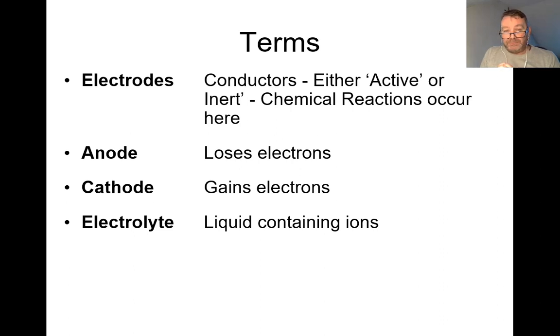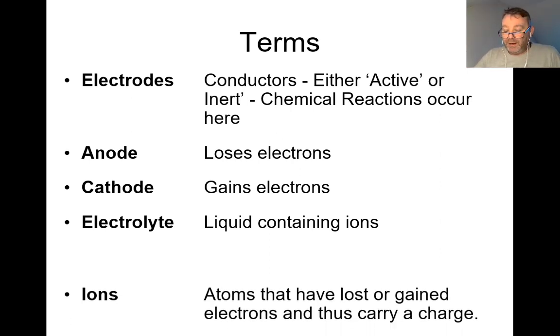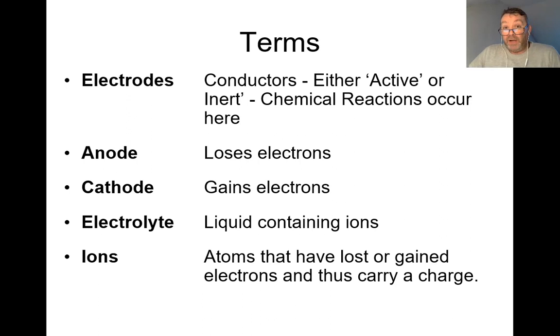Now, normally the electrolyte has to contain ions, and in certain circumstances the electrolyte has to have the same ions as in one or both of the electrodes, and we'll talk more about that later on. So the electrolyte, just a general term, is the liquid that contains ions into which the anode and the cathode are placed. And finally then, what are ions?